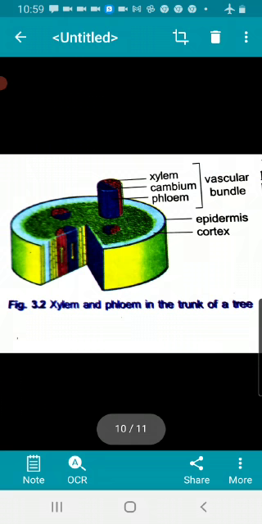Now, next we'll see how the transport of substances takes place in plants. In chapter 1, you learned that plants take water and mineral nutrients from the soil through the roots and transport them to the leaves. The leaves prepare food for the plant using water and carbon dioxide during photosynthesis.